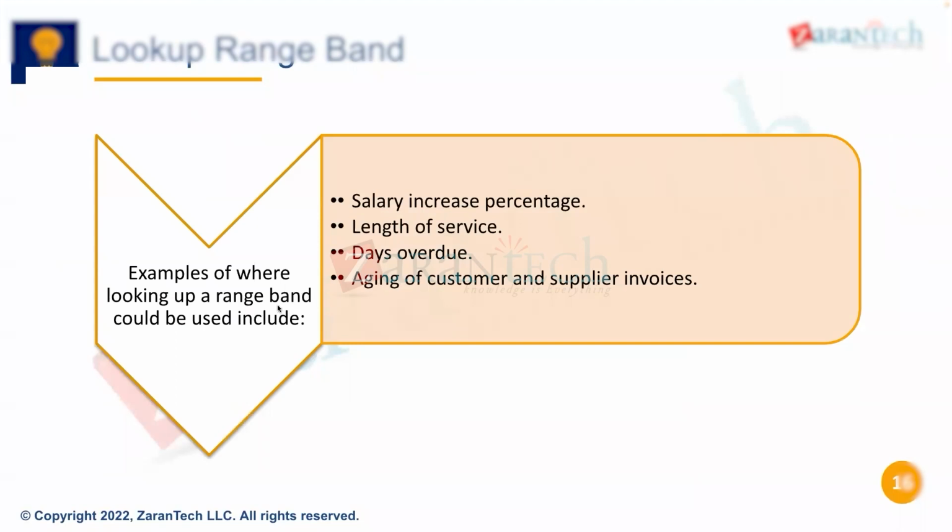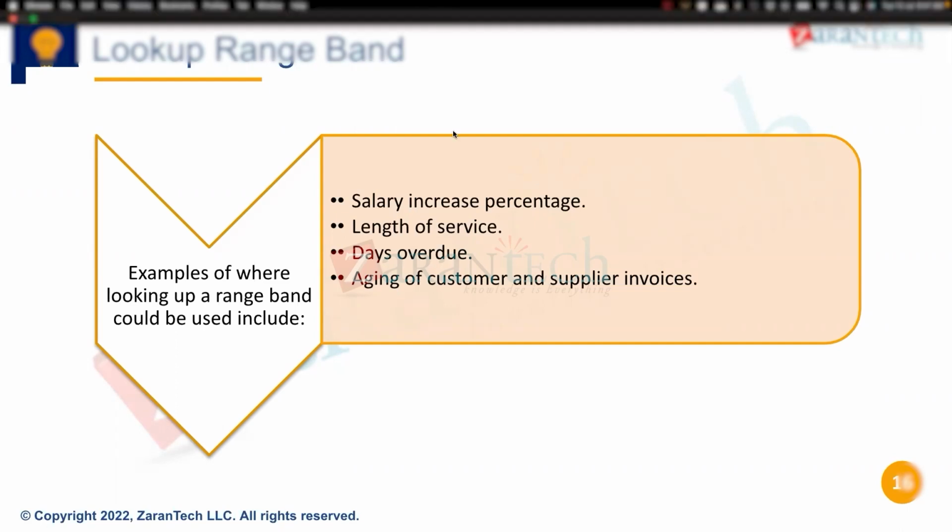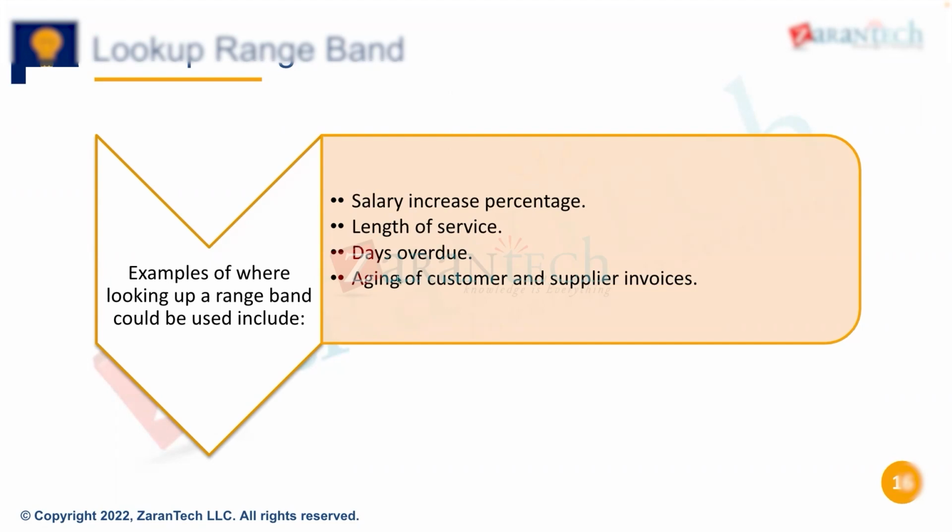Again, an example of where we should be using a lookup range band: if there is a salary increase percentage, you can bring out the people with a salary increase percentage of medium, low, high. You define the percentages and just bring out the value. Length of service, people with a low experience or a medium experience, you can do that. Expense reports overdue: say somebody has overdue expense reports being filed into Workday, by how many days they are overdue is something you can do.